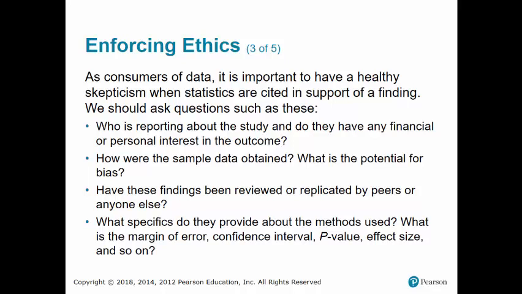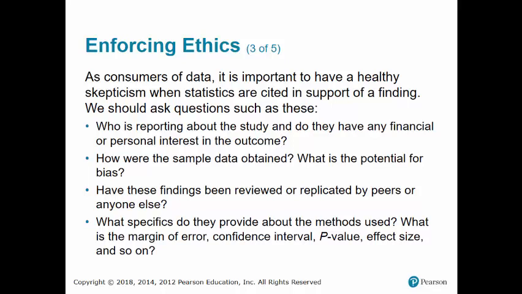Now, how was the sample data obtained? What is the potential for bias? Have these findings been reviewed or replicated by peers or anyone else? And this is really important. In academic circles, we have peer review. So if I were to conduct a study and want to publish it in a journal, it gets reviewed by my peers. And after it passes what is literally a smell test, then it gets published. So you can't just publish anything in an academic journal.